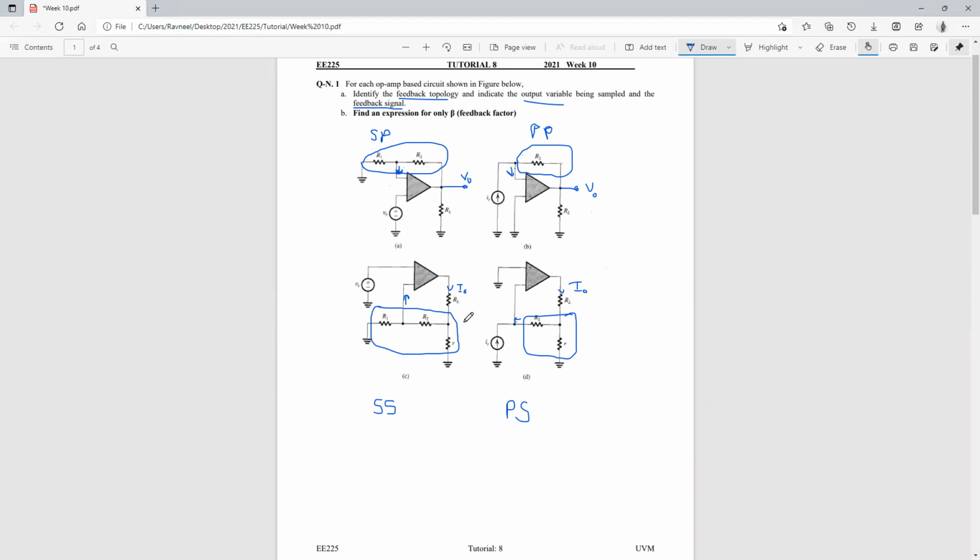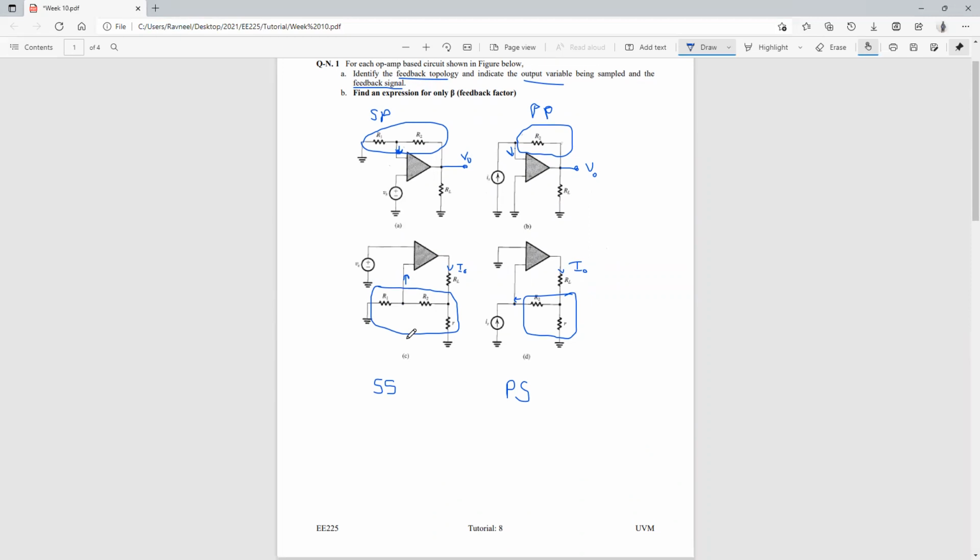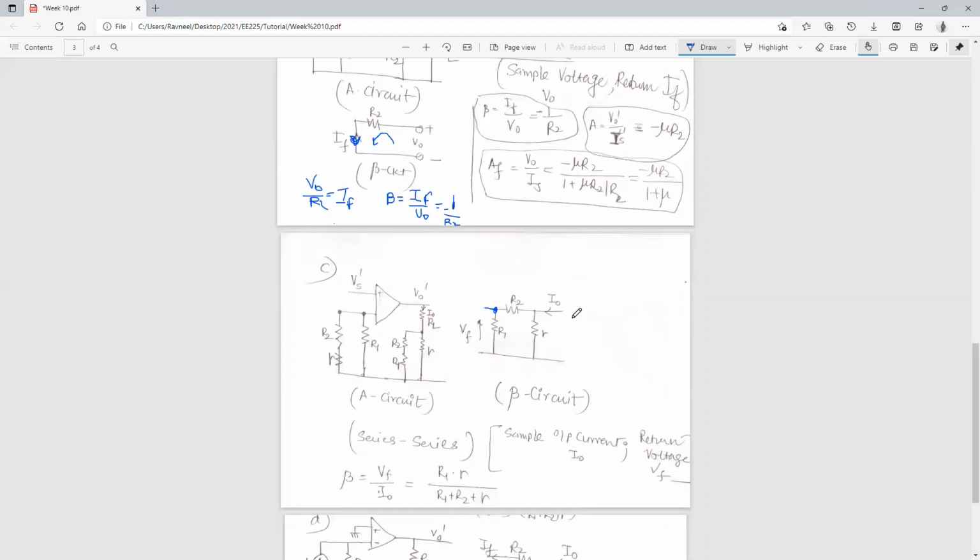So basically your input will be at this particular junction, and your feedback will be at this particular junction. If you draw the beta circuit, you'll get something like this. Now, as the question told us to identify the beta gain for part B, the feedback voltage at this particular point is basically the voltage across R1, because R1 is already grounded and this R is also grounded.